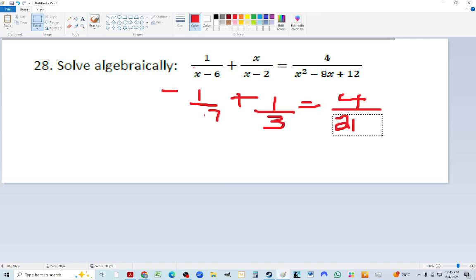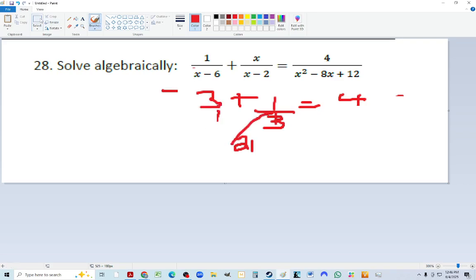And now I can still multiply everything by 21. I multiply each individual thing by 21. I'm left with a 4 here. 7 goes into 21 3 times, so I'm left with minus 3. And 21 divided by 3 here becomes a 7. It's clear that on the left, minus 3 plus 7 is indeed 4. 4 on the left, 4 on the right, valid solution.